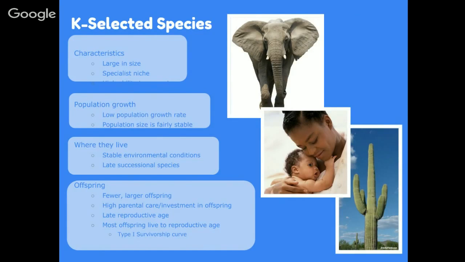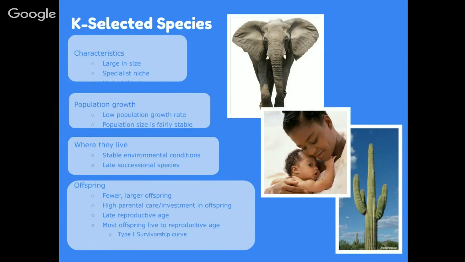They have a low population growth rate, and their size is fairly stable. They're not going to fluctuate as much. They'll generally live in stable environments, and they'll be a late successional species. So they'll arrive in an environment after there's been a lot of growth and a lot of development.